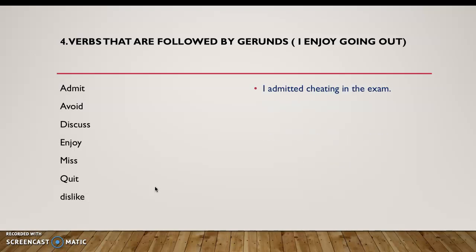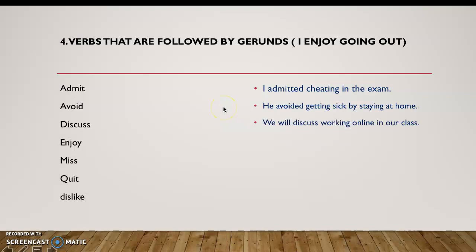I admitted cheating in the exam. You see, it's the verb followed by a verb with an ing. He avoided getting sick by staying at home. Again, it's a verb followed by another verb with ing, a gerund. Let's look at some more examples.